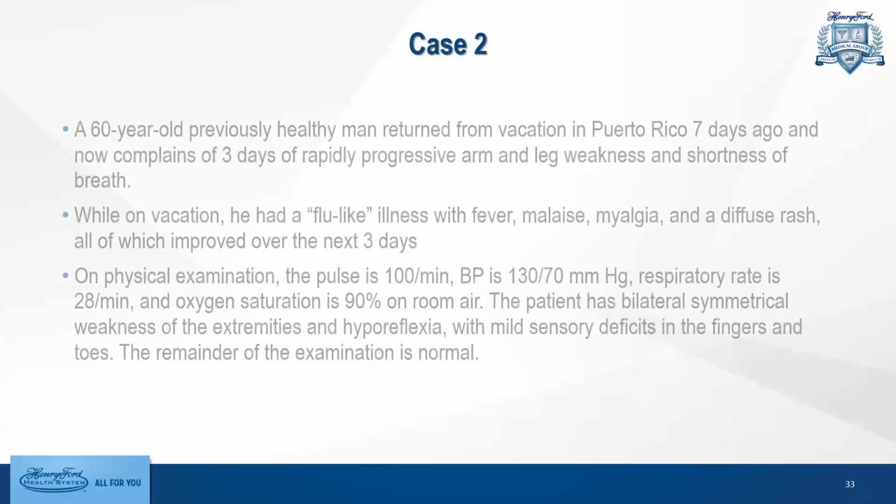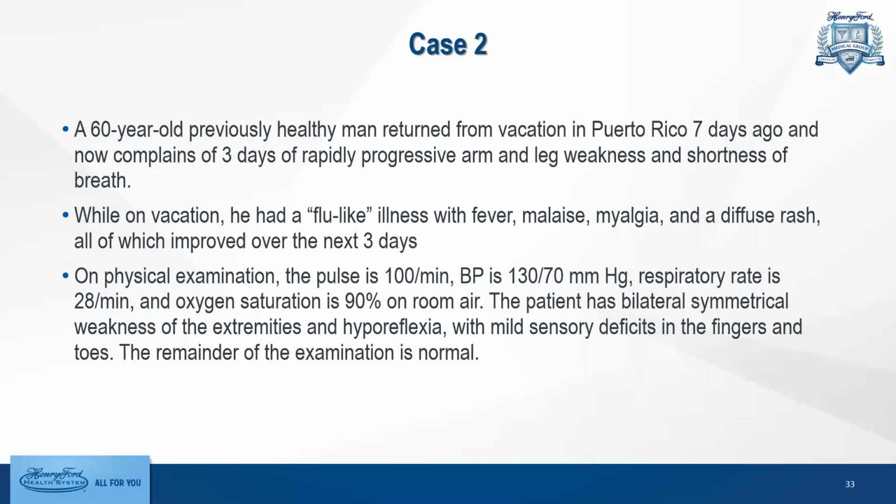Okay. Case 2. A 60-year-old previously healthy man returned from vacation in Puerto Rico 7 days ago and now complains of 3 days of rapidly progressive arm and leg weakness and shortness of breath. While on vacation, he had a flu-like illness with fever, malaise, myalgia, and a diffuse rash, all of which improved over the next 3 days.